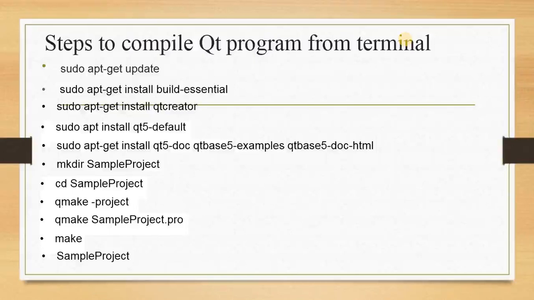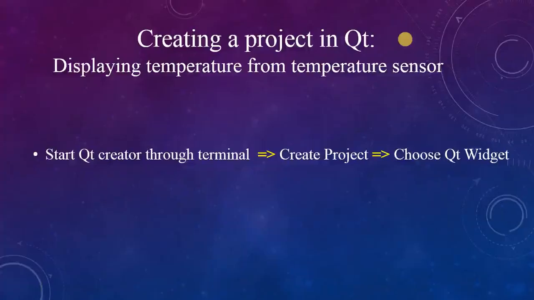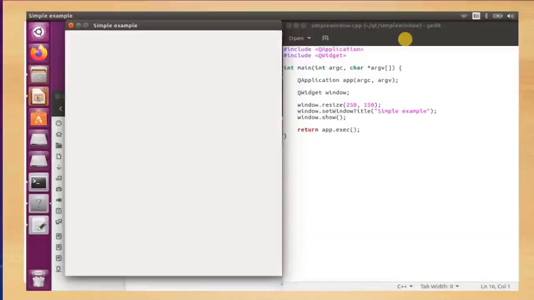Now, in order to create a project in Qt, you have to create a project and choose a Qt widget. And in Qt, you will have 3 types of file: header file .h, .cpp, and UI. UI is the user interface. You can see the user interface, which looks like this on the left side of the screen, and on the right side is a little program which can generate that.